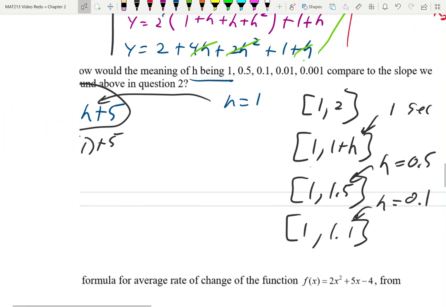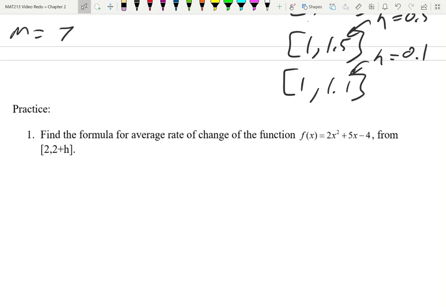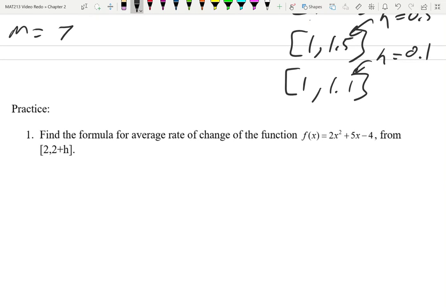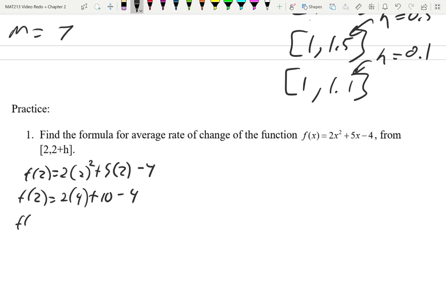All right, let's do another one. Here's another one, 2 to 2 plus h. How do we do this? Well, we start off by subbing in 2. We need that first ordered pair for finding our slope. So we're going to do f of 2, and that is 2 times 2 squared plus 5 times 2 minus 4. So f of 2 equals 2 times 4 plus 10 minus 4. So f of 2 equals 8 plus 10 minus 4, so f of 2 equals, let's see, 8 take away 4, that's 4, so that'd be 14. All right, so we have our first ordered pair, 2, 14.